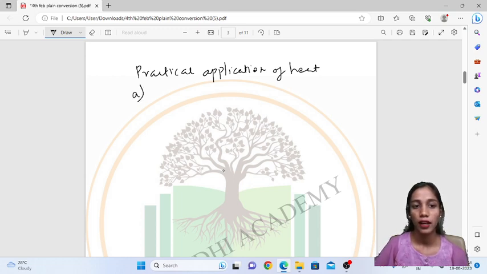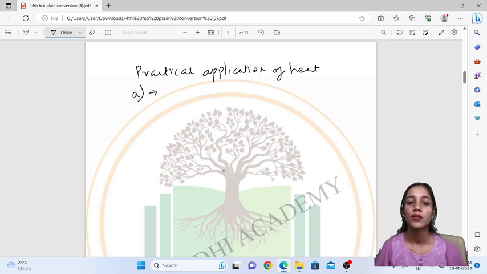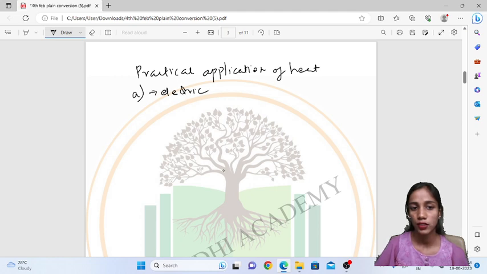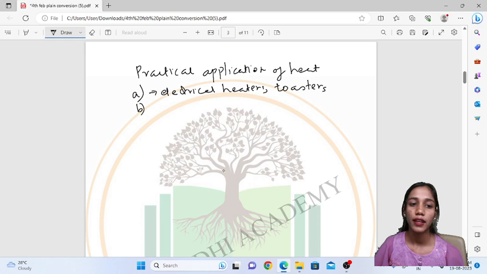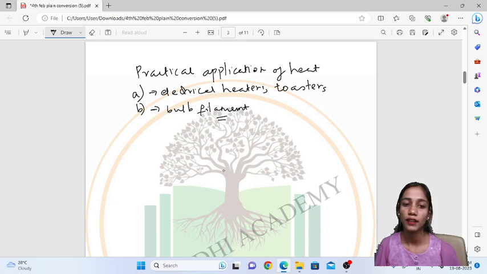First of all, it is used in appliances such as electrical heaters and toasters, wherein much of the heat is used to heat the device, which is its main application. Secondly, it is used in bulb filaments. The filament of the bulb has to retain a very high temperature.